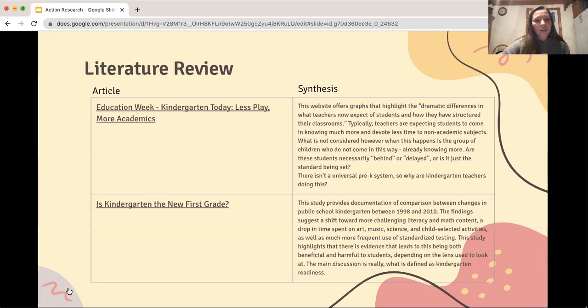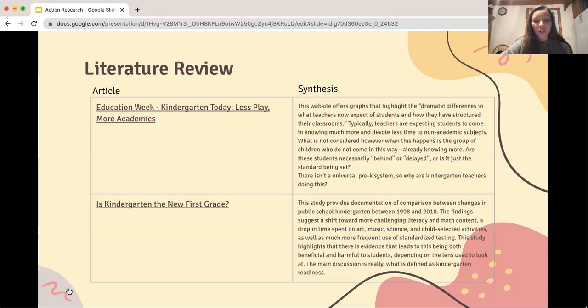Same thing for numbers, colors, how to hold a pencil, how to open a book. And something that we're not considering is when kindergarten teachers like myself assume these things, we're not considering the group of children who do not come to kindergarten this way, already knowing more. So does that make these students behind or delayed, or is it just the standard that we're setting?